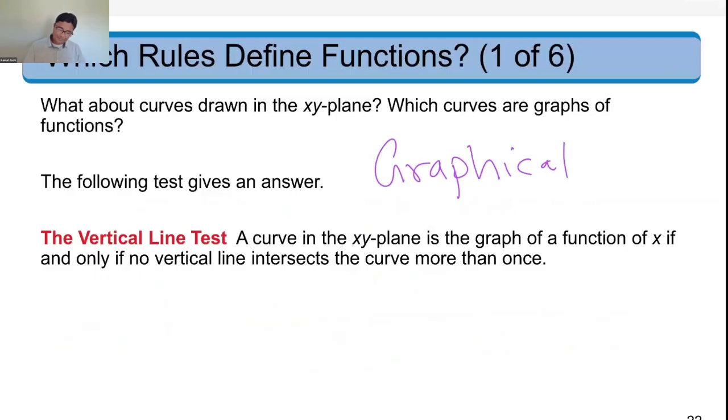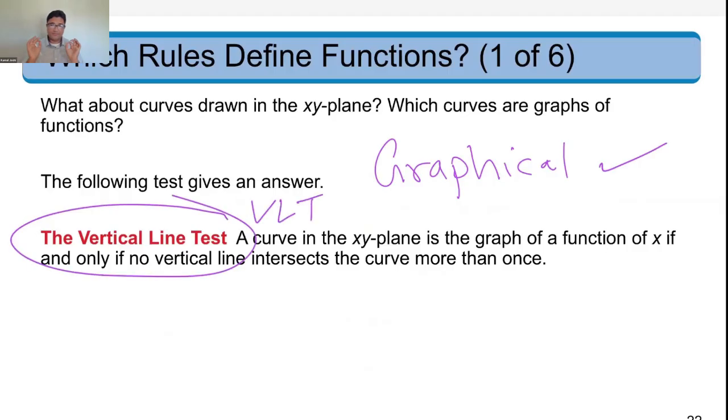Let us see. If it is a graphical representation that you are given, we use the vertical line test, VLT in abbreviation, a very important test. And very simple. You look at the graph, try to think of a vertical line anywhere. If that vertical line intersects at two different points, it's not a function. So simple. That means a vertical line should intersect at only one point on that graph.